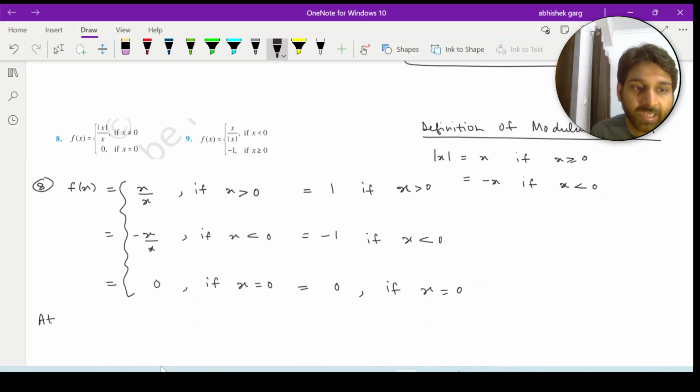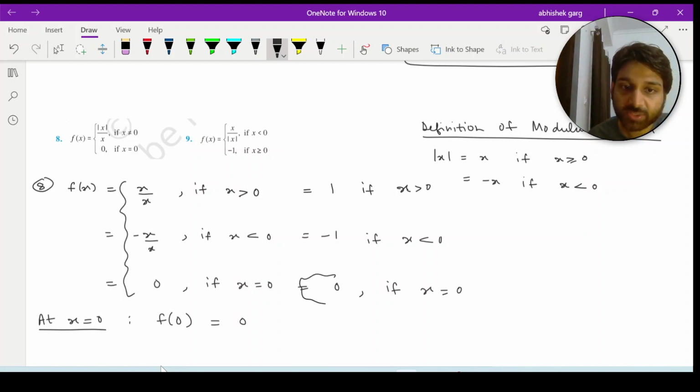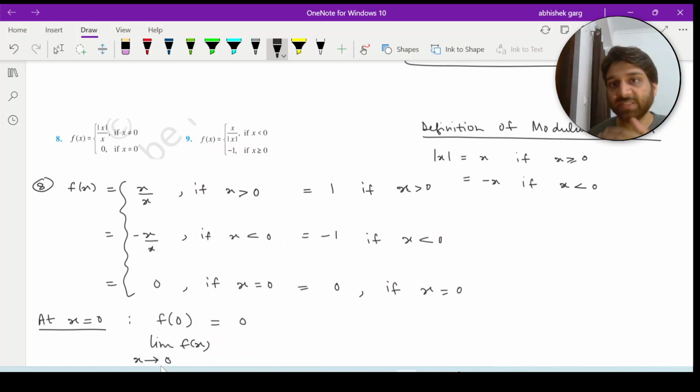So we'll write at x is equal to 0, the value of the function is equal to 0. It is given to us f(x) is equal to 0 when x is equal to 0. Now we'll calculate the limit of the function at x tending to 0. X tending to 0 means x is approaching 0 either from the left side or from the right hand side. Because if x is positive, the value of the function is 1, and if x is negative, the value of the function is minus 1, we have two cases here. So we'll have to write the left hand limit and the right hand limit separately.